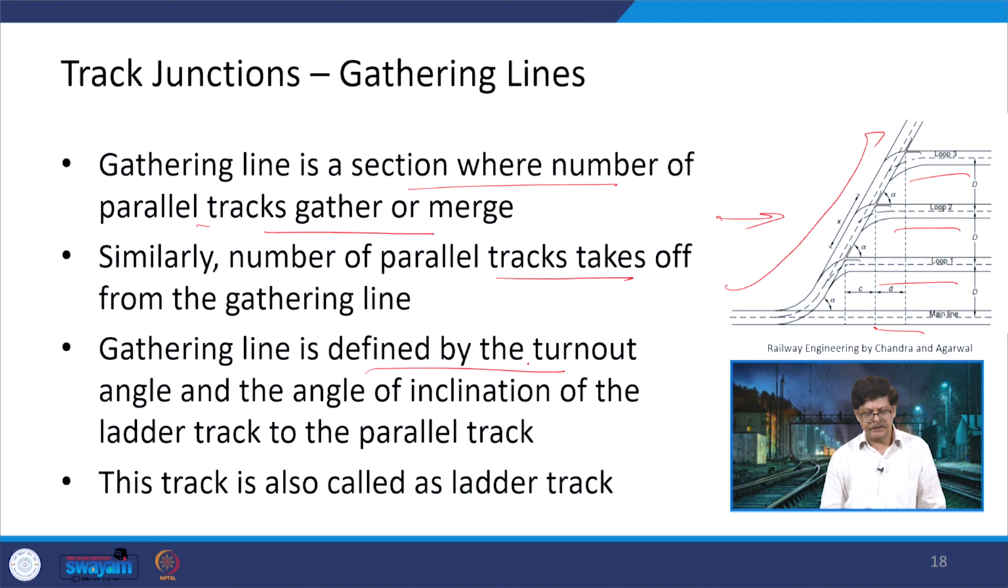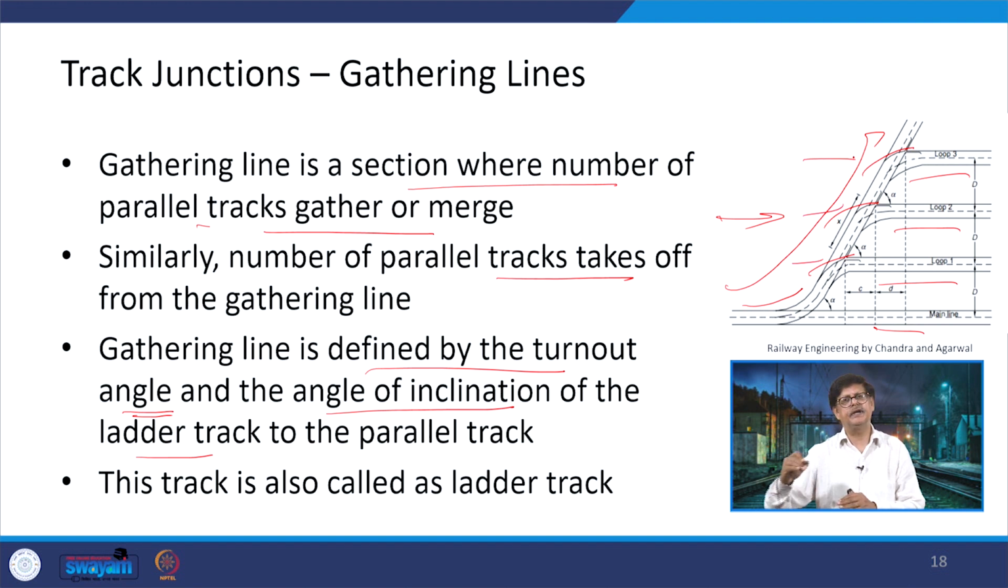Gathering line is defined by the turnout angle and the angle of inclination of the ladder track. So the turnout angle is there and what is the angle of inclination of this ladder track. These are the two things that will define what type of system has been provided. Now because so many things are coming out of it, if you look at it in the simpler form, it just gives you a feeling that these are ladders. You just put your feet on it and you will get towards the top. So that is the reason they are also known as ladder track.